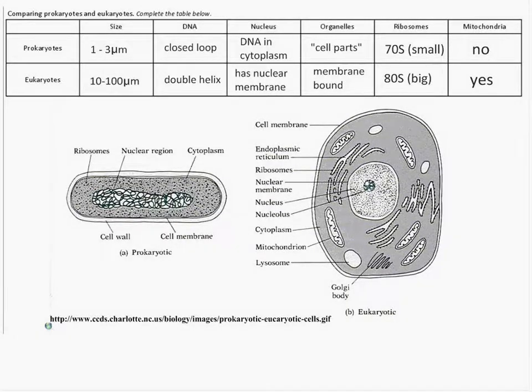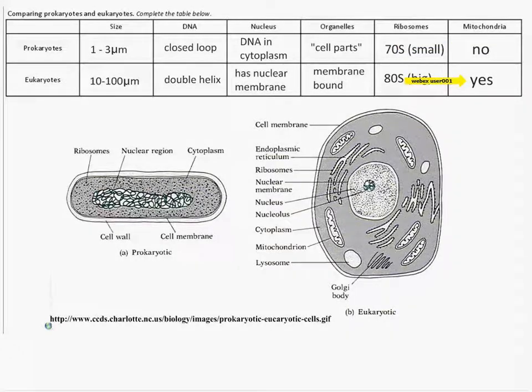Eukaryotes have DNA in a double helical structure. In prokaryotes the DNA is found freely floating in the cytoplasm, while in eukaryotes the DNA has a nuclear membrane. The organelles in prokaryotes are not membrane bound, while in eukaryotes they are membrane bound. Ribosomes are 70S and small in prokaryotes, and bigger, 80S, in eukaryotes. There are no mitochondria in prokaryotes, but mitochondria are present in eukaryotes.